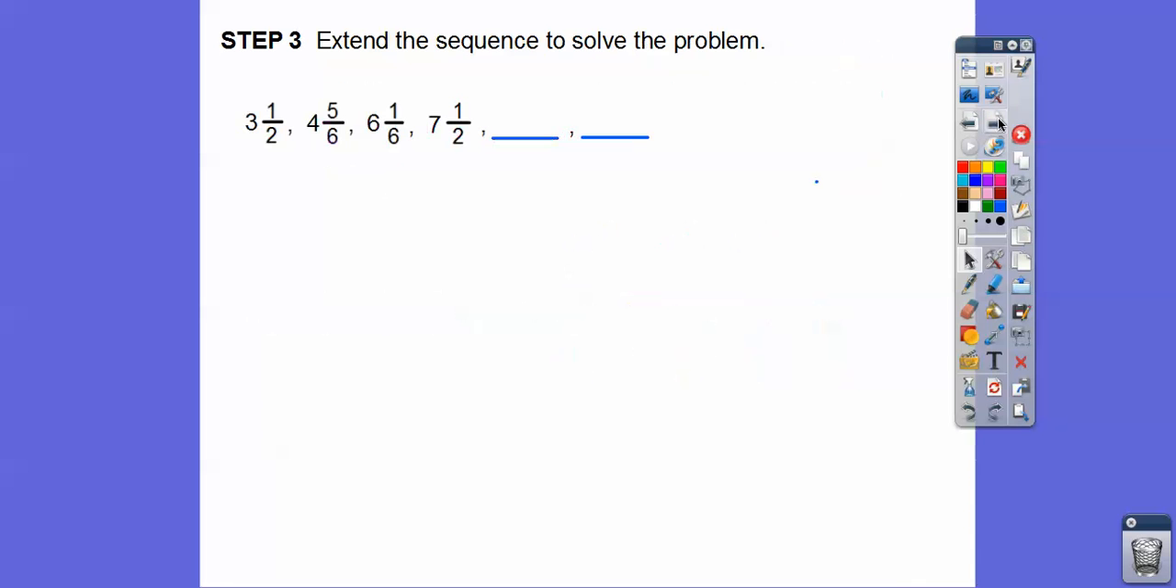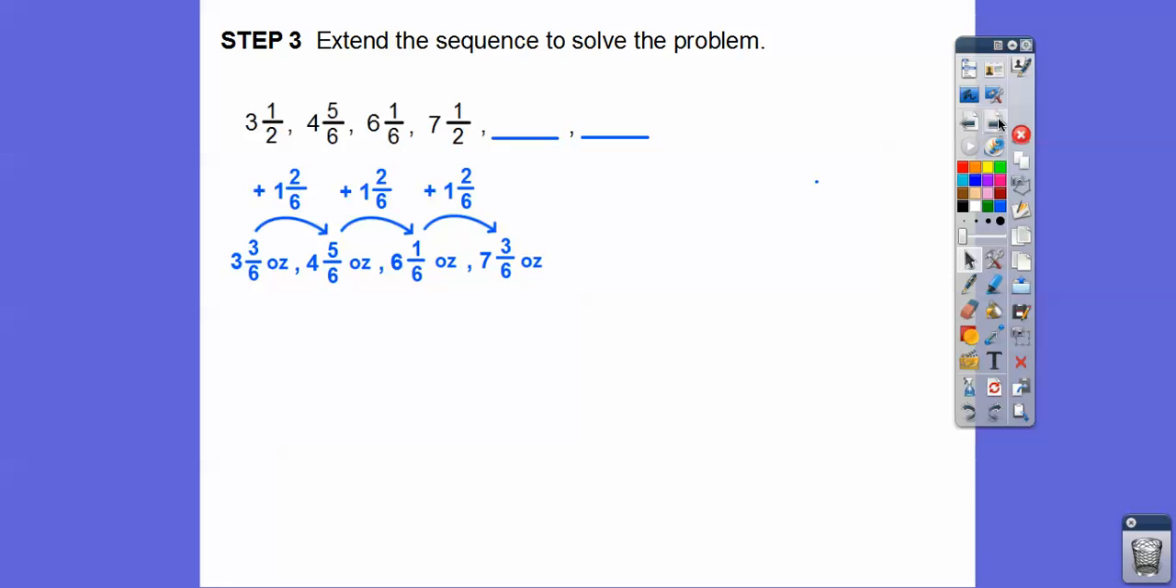Here's our sequence, with our numbers converted with common denominators. Let's add 7 plus 1 and 2/6. We're going to add 1 and 2/6 and then add 1 and 2/6 again. 7 plus 1 is 8. 3/6 plus 2/6 is going to be 5/6. So the next term is 8 and 5/6.